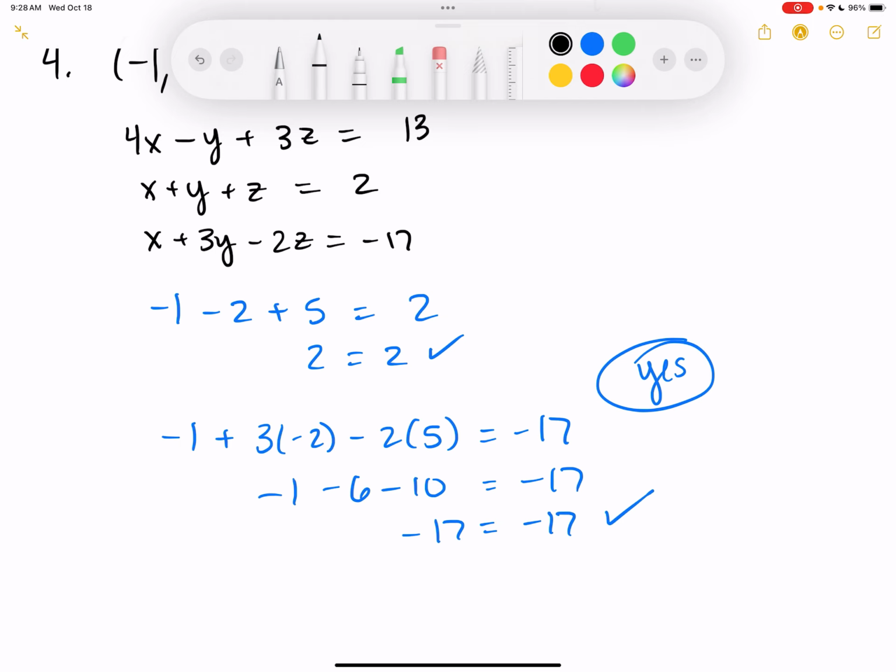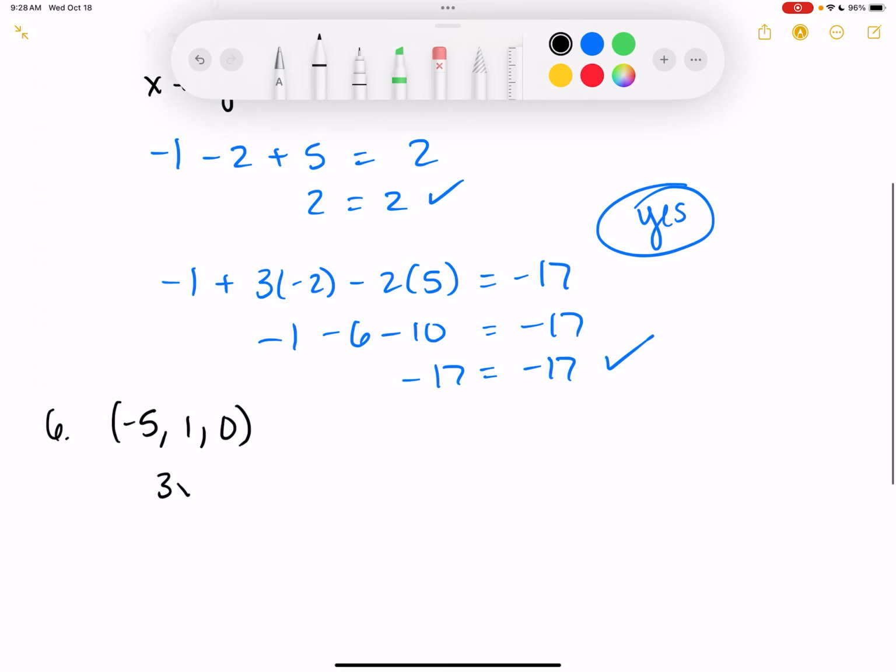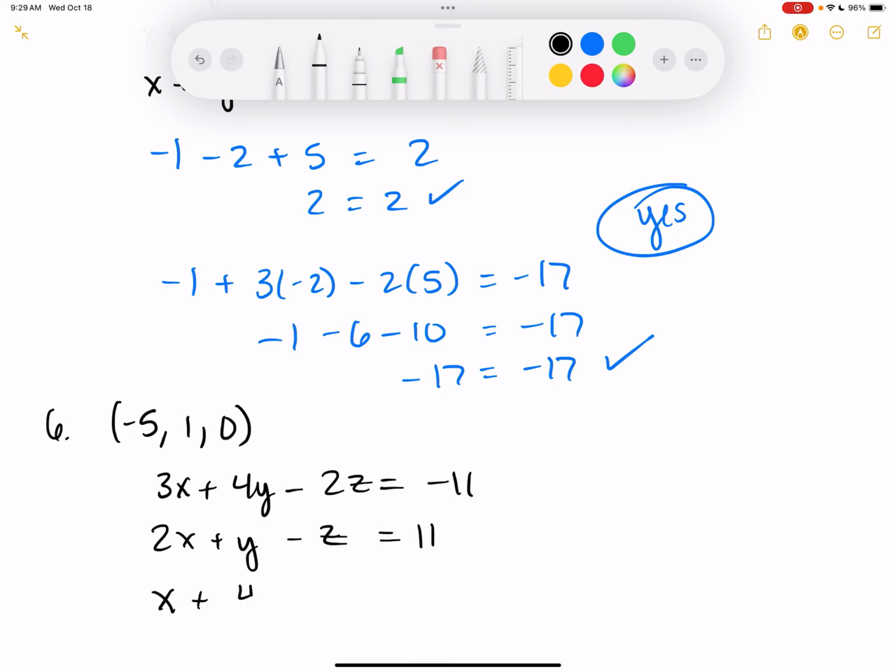Let's see, number 6. -5, 1, 0. And the equations are 3x plus 4y minus 2z equals -11, 2x plus y minus z equals 11, and x plus 4y plus 3z equals -1.